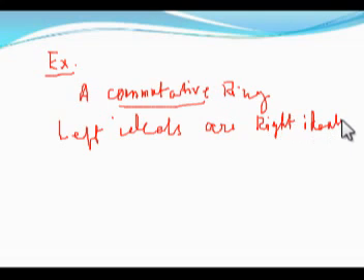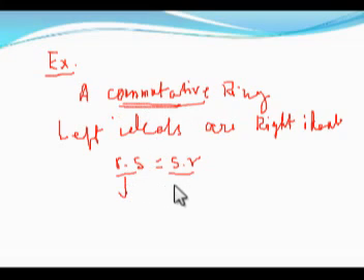Since it is very easy to prove also, if RS is equal to SR for a commutative ring, then since it is equal, this is a left ideal and this is a right ideal, so they must be the same. S will form both a left ideal and a right ideal, so S is now simply an ideal.